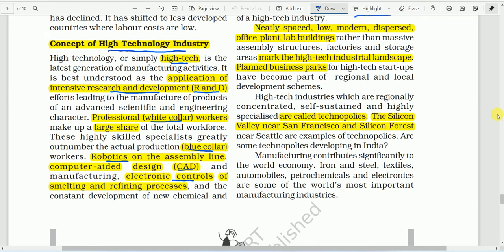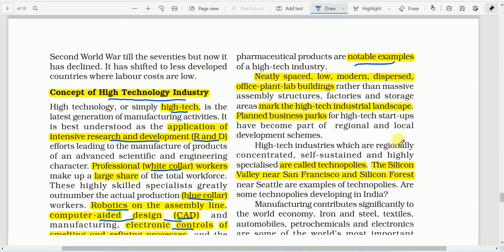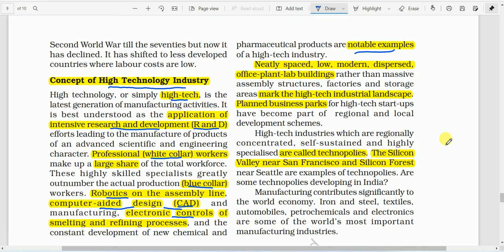So this is another important feature of high-tech industry. Computers are used to design the items, and there is electronic control of the smelting plants. The qualities are controlled using computers.